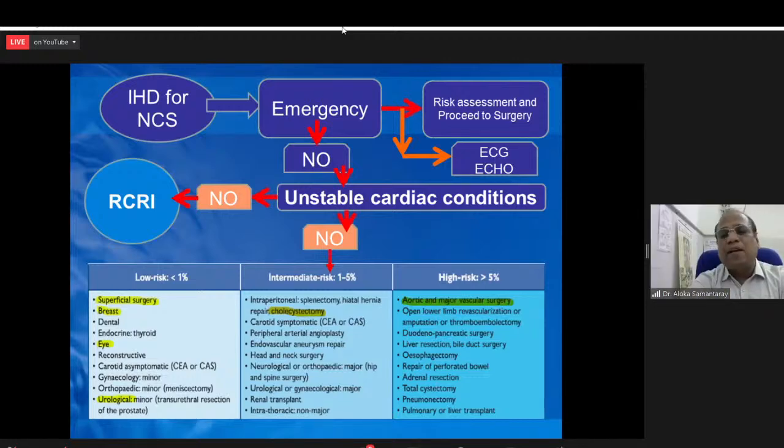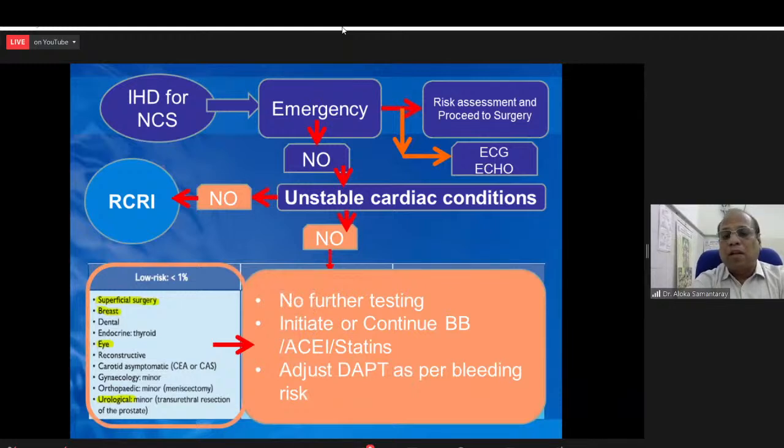They have combined the intermediate risk and high risk into a single group of high risk, which has an adverse cardiovascular event risk of more than 1%. So all types of surgery come under elevated surgical risk, except for four types: ophthalmic surgery, breast surgery, superficial surgery, and endoscopic surgeries. If the patient is undergoing one of the low risk surgeries, then probably no further testing is required, except one can think of continuing or initiating beta blockers if the patient has ischemic heart disease, or starting an ACE inhibitor or statin, depending on whether it's a vascular surgery or the patient has heart failure or not. And the DAPT needs to be adjusted as required.